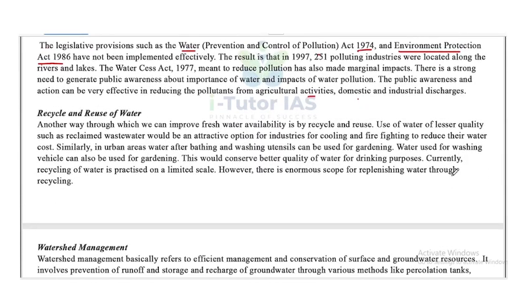Now, recycle and reuse of water. Another way through which we can improve fresh water availability is by recycle and reuse. Use of water of lesser quality, such as reclaimed wastewater, would be an attractive option for industries for cooling and firefighting to reduce their water cost. Similarly, in urban areas, water after bathing and washing utensils can be used for gardening. Water used for washing vehicles can also be used for gardening. This would conserve better quality water for drinking purposes.